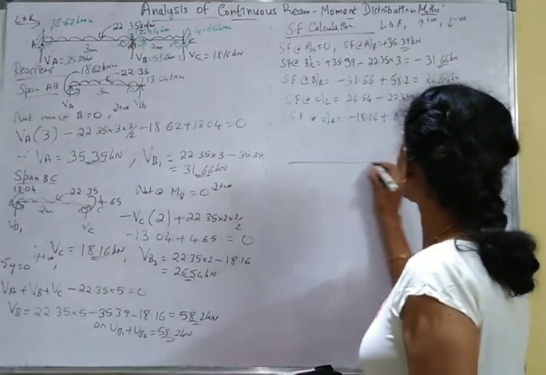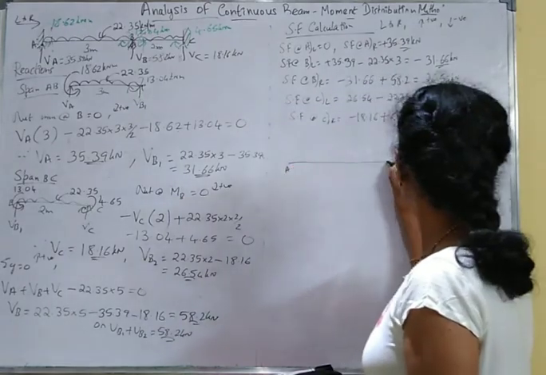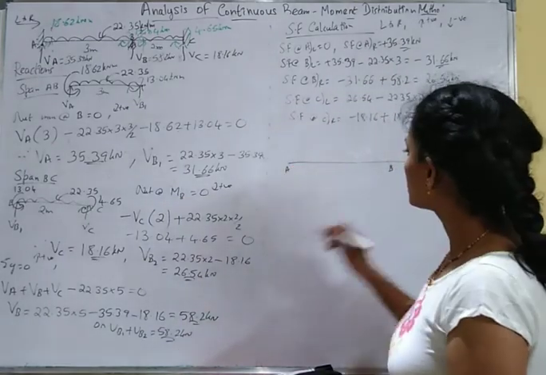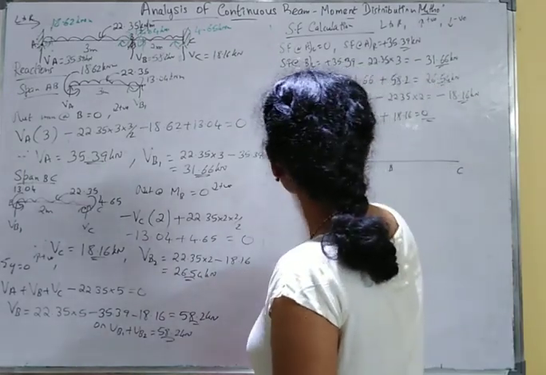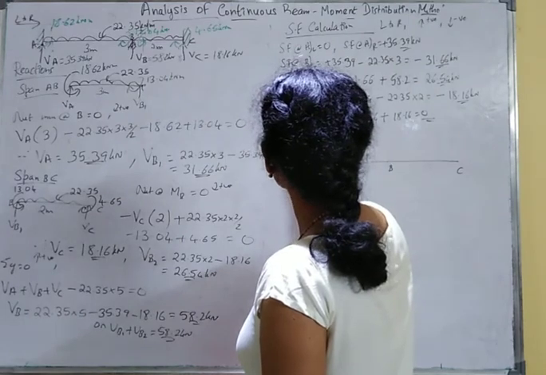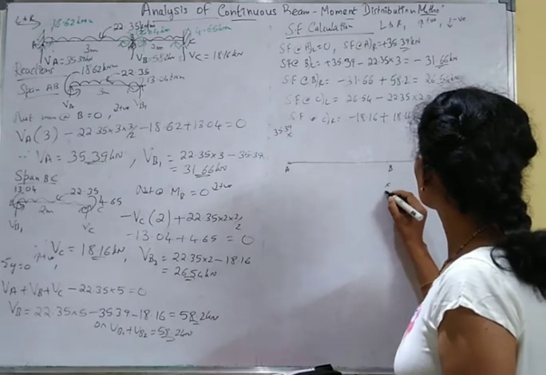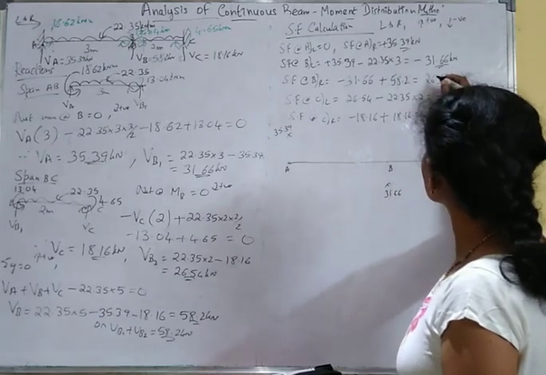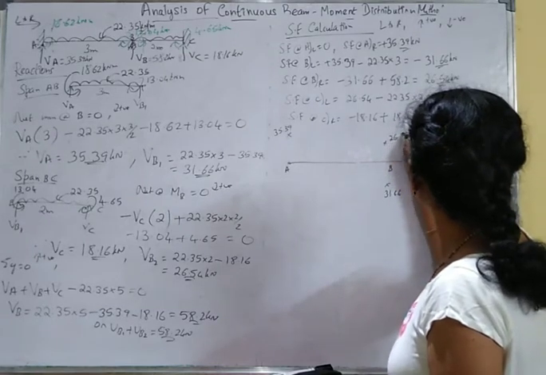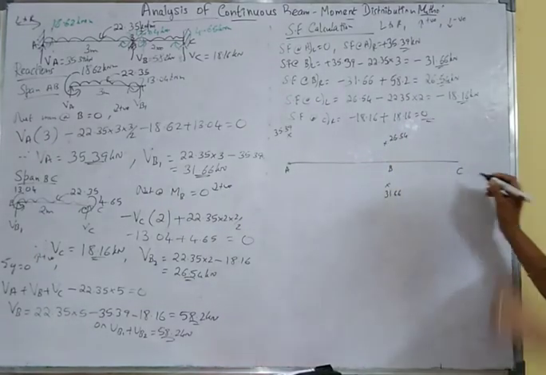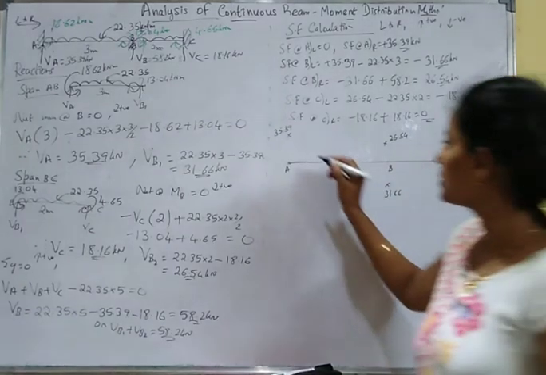Now draw the SFD. This is a reference line. Point A, B and C. At A, left of A it is 0. Then it is plus 35.39. Then you have minus 31.66 at B. Again you have at B plus 26.54. Next you have minus 18.16. Just draw.